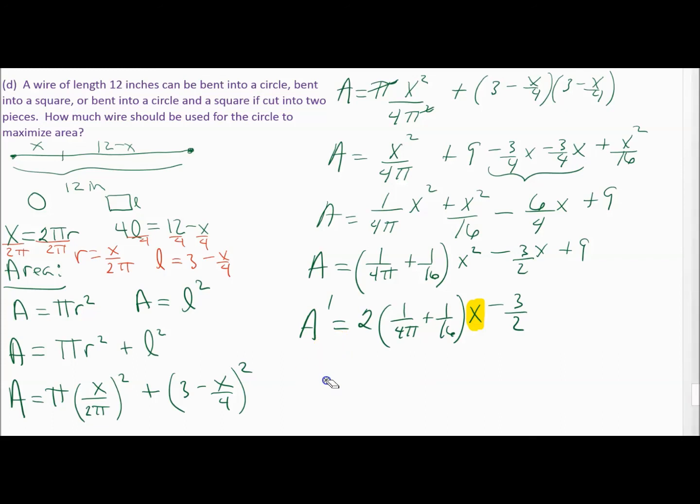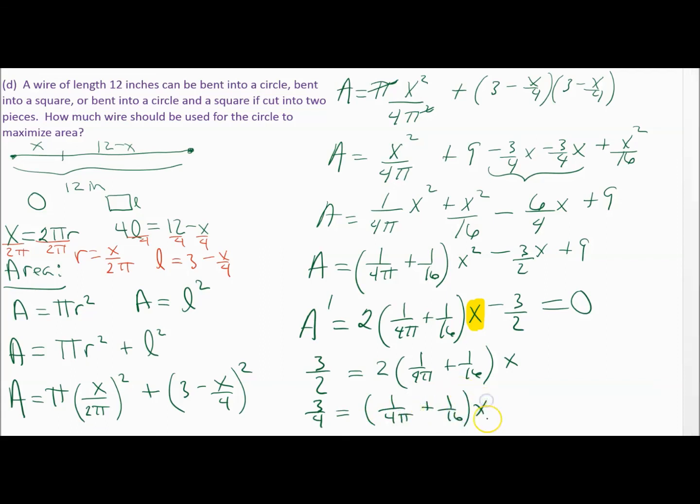And you know what? I'm going to erase the 0 equals. So just pretend like all that's equal to 0. Let me put it down there. Alright, so I'm going to add the 3 halves over. So I have 3 halves is equal to 2 times this ugly coefficient, which is 4 pi plus 1 over 16 x. I'm trying to get the x by itself, so I'm going to divide by 2. That gives me 3/4 is equal to 1 over 4 pi plus 1 over 16x.